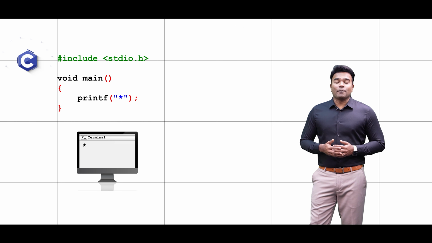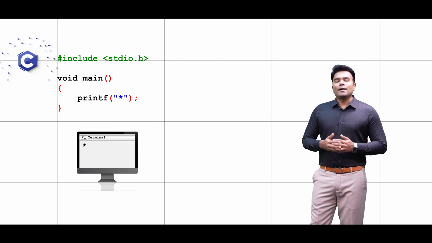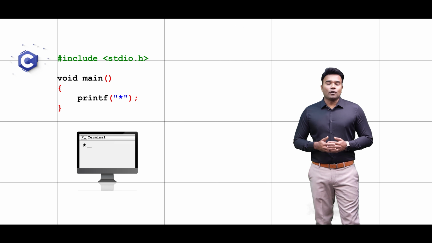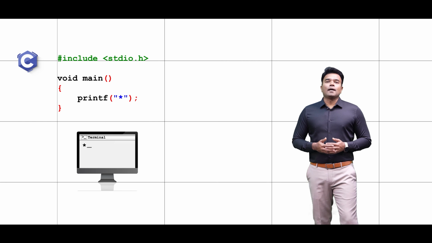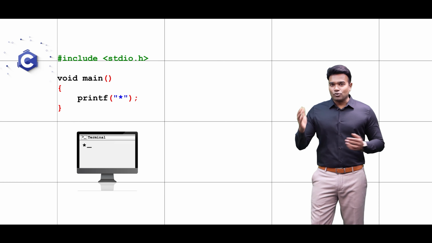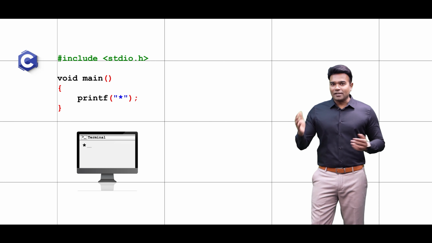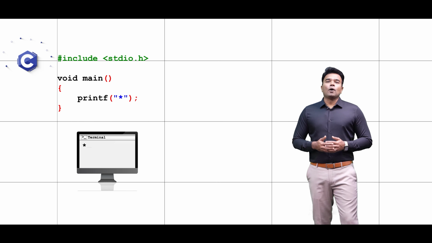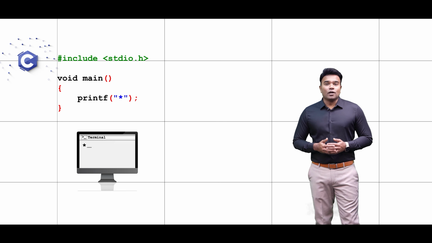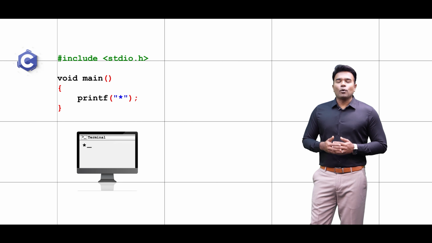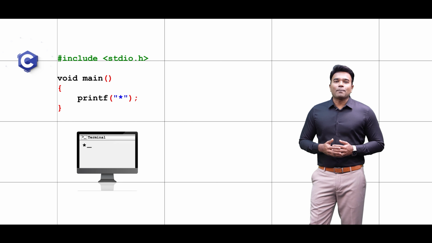But then what happens to that cursor? Well, the cursor just moves to the next location on the same line like this. In other words, what I really wanted you to understand is that the execution of this one line of code is no doubt going to print a star on the output screen, but it shall also ensure that the cursor moves to the next position on the same line.